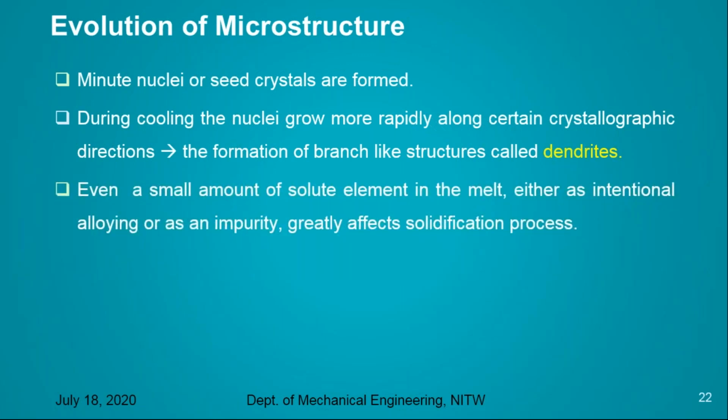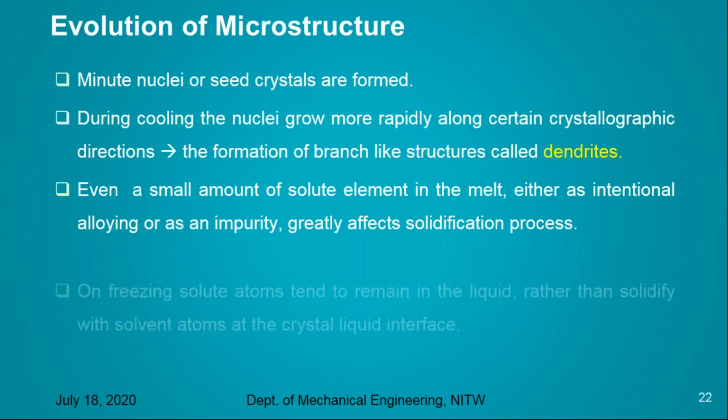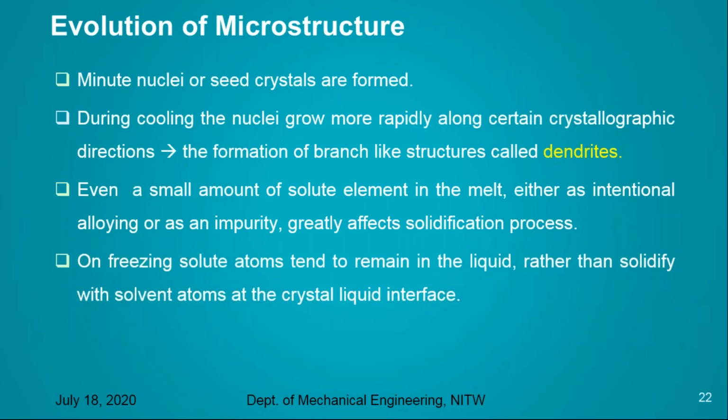Even in smaller particles, the small amount of solute elements in the melt pool, either an interstitial alloying element or an impurity, is greatly affected by the solidification process. It means there might be chances of impurity, or some other effects on the solidification process. These alloying elements or impurities depend on the solidification process, and on freezing, the solute atoms tend to remain in the liquid rather than solidify with the solvent atoms at the crystal-liquid interface.